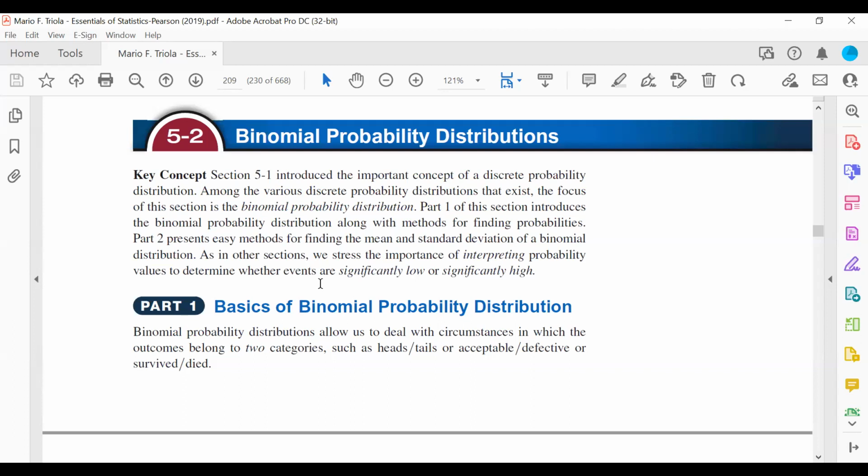The binomial probability distribution allows us to deal with circumstances in which the outcomes belong to two categories: heads, tails, acceptable, defective, survived, died, success, failure, pass, fail. It has to be two. That's why it's called the binomial, meaning two, like bicycle.